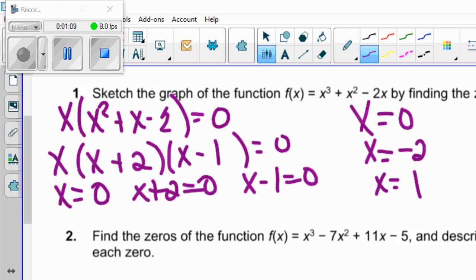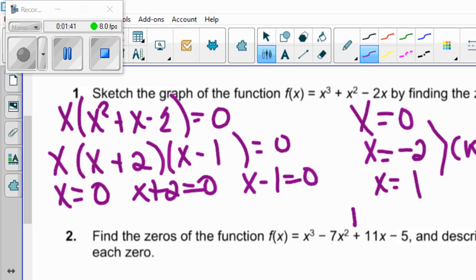So I'm going to plot those on my graph: 0, 1, and negative 2. So now I have options. I can either make a table with the intervals and test in those intervals to see if my graph is positive and negative, or I see that each of my zeros only appears one time, so I know that it's going to cross at each of these. Right? So I know it's not going to come up, touch, and go back down at any of them. It's going to cross. And then I can go ahead and look at what is my end behavior.